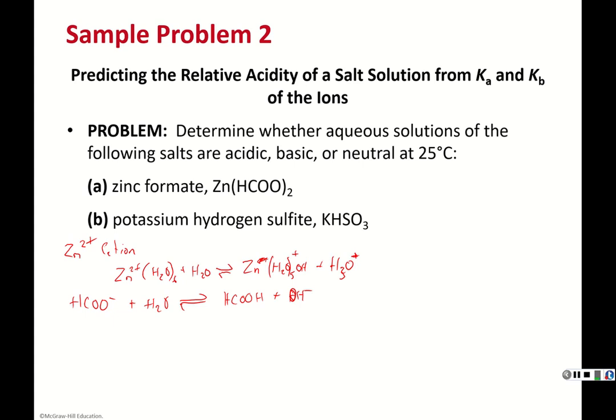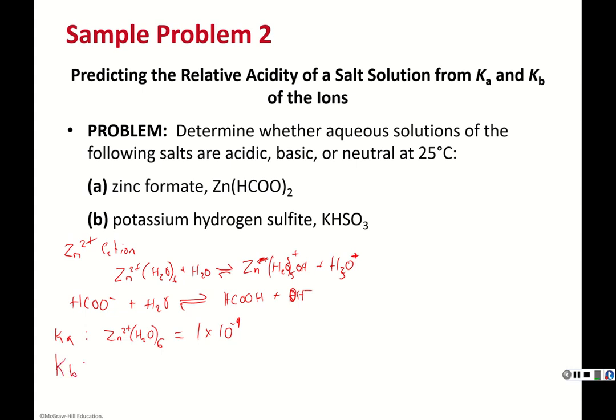Okay, so how do we address this? Well, you need the Ka value for Zn(H2O)6 2 plus. And you can look that up. These are in Appendix C in the book. On an exam, they will be given at the end of the exam or in the problem. So this Ka value is 1 times 10 to the minus 9.